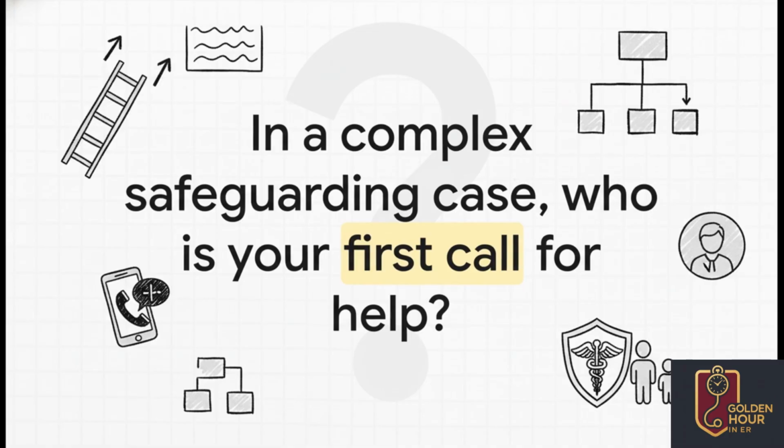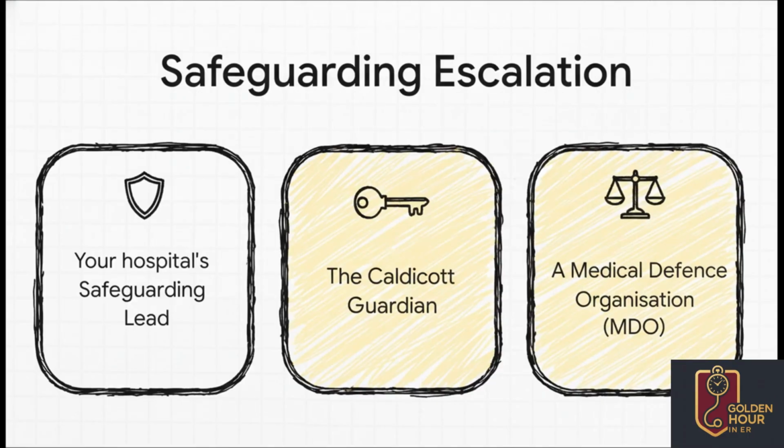Okay, listen up, because some version of this question is pretty much a free point on your exam. They want to know that when things get complicated, you know who to call for backup. And here are your magic answers. If you get an MCQ about a tricky safeguarding case, look for one of these 3 options: your hospital's safeguarding lead, the Caldicott guardian, that's the person in charge of patient data, or your medical defense organization. I guarantee one of them will be the right answer. Just lock those into your memory.